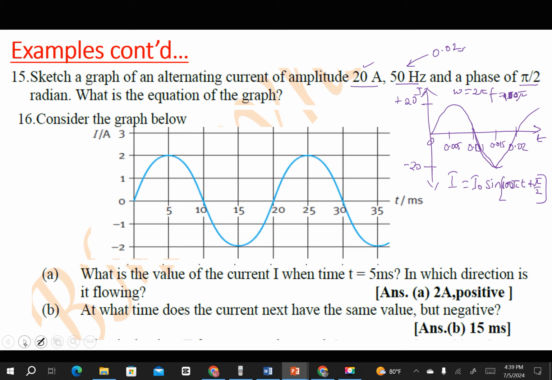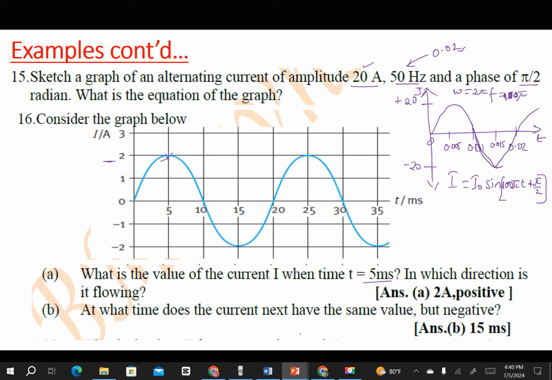What is the value of the current I when time t is 5 milliseconds? When t is 5 milliseconds, you just look for 5 milliseconds. I think this is direct. You just look at the graph there. It is 2 amperes positive.